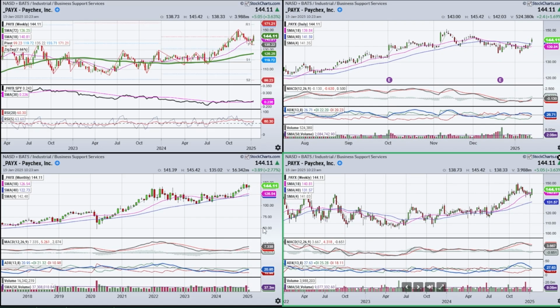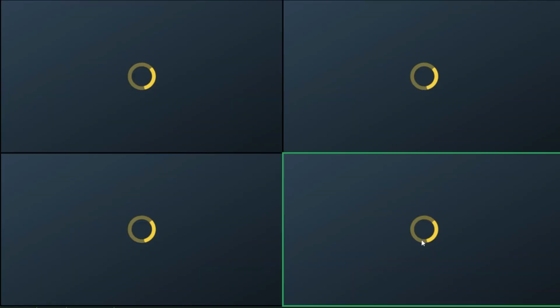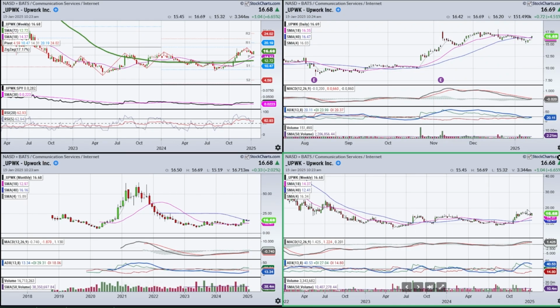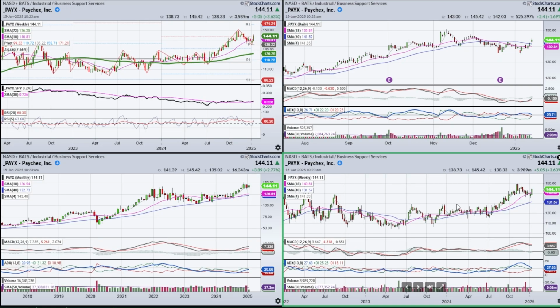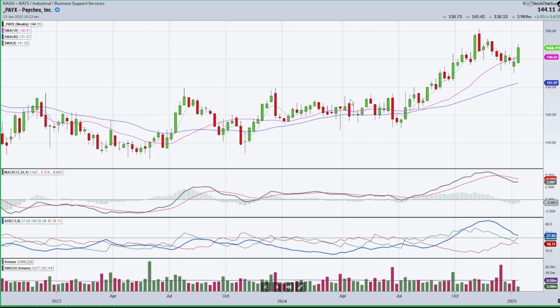Okay, look at the Paychex. This is another one that I think looks attractive. And I think the person who emailed was actually looking to compare Upwork versus the Paychex. I think both of these look good. I think the Upwork is probably a little bit more of a dynamic pattern, and this is more of a steady Eddie type of a stock that has a big base, has good momentum conditions.